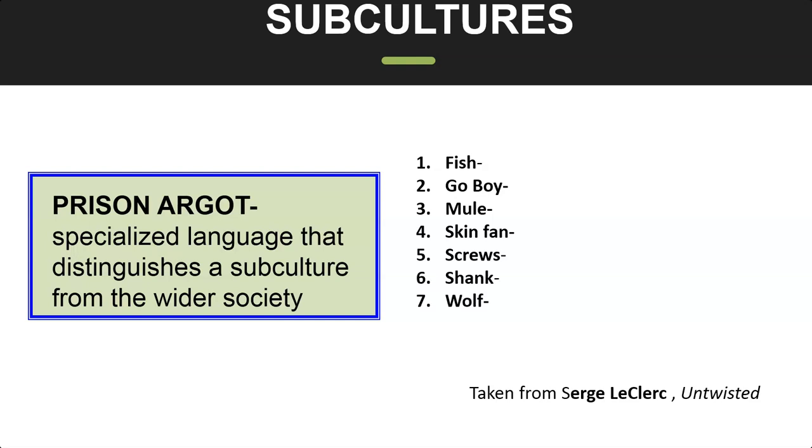Take a few minutes. Do you think you know what they mean? Fish is usually commonly understood, but do you know what a go-boy is? A mule, a skin frisk, a screw, a shank, or a wolf? Let's see if you were able to guess these.